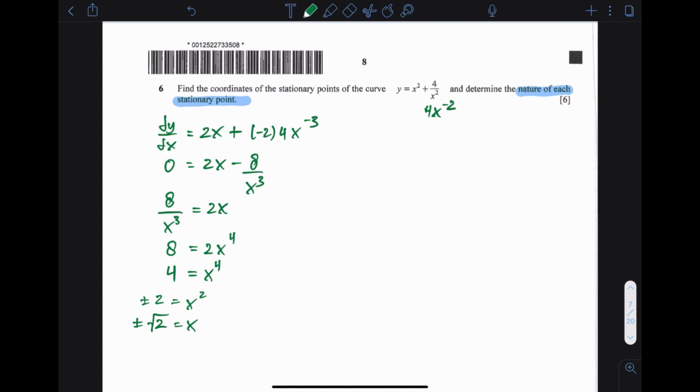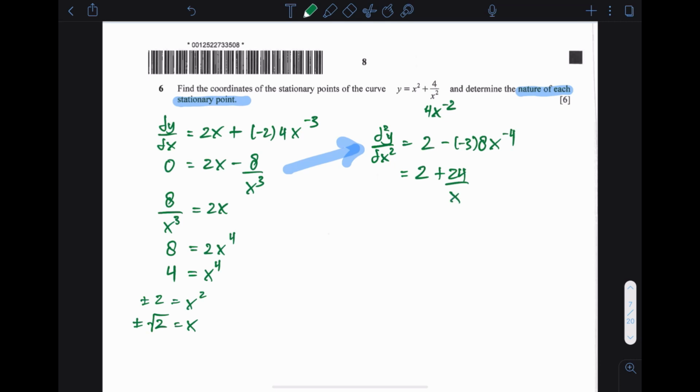Now, to check the nature of the stationary points, we need to prepare d²y/dx², the second derivative test. I think this is the faster method, rather than the first derivative. Differentiate the equation of dy/dx one more time. Just now we already had the differentiation here, so let's just differentiate this equation. I'll get 2. Then likewise, x to the power of negative 3, because you need to use indices. Put down the negative 3, repeat the 8, x to the power of negative 4. So this will be 2 plus 24 over x to the power of 4.